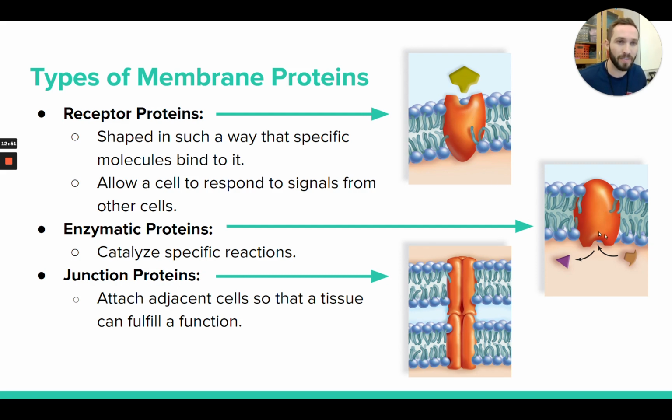There are also a bunch of enzymes embedded on the cell membrane. A lot of enzymes are just floating around in the cell doing chemical reactions, or floating around in specific organelles doing specific chemical reactions. And then there are also a lot of enzymes embedded within membranes, within the cell membrane, where they're going to catalyze specific chemical reactions. And then a last example is junction proteins. These are proteins that help cells adhere to one another.